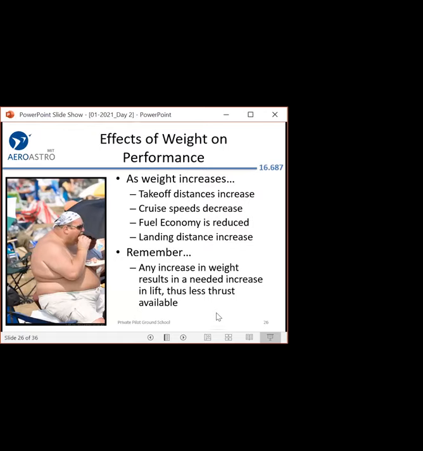Some of these are kind of intuitive, but it is important to think about them. If you take a Cessna 172, it has four seats. You'll actually find that if you fill that with four large people, over 200 pounds each, your aircraft may not actually be able to safely take off. That's something you really need to consider, and we'll go into it more on day four.